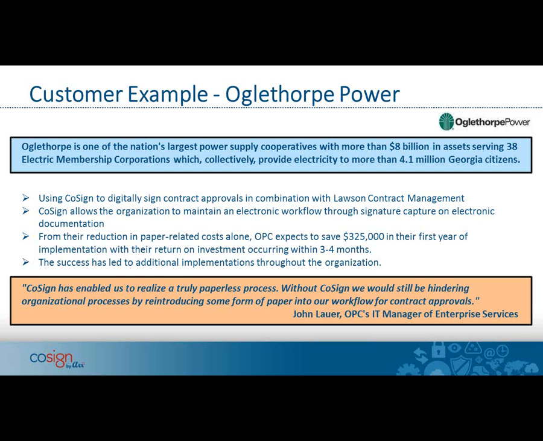And as you can see there, the comment from the customer: Cosign has enabled us to realize a truly paperless process. Without Cosign, we would still be hindering our organizational processes by reintroducing some form of paper into the workflow for contract approvals. So again, this is an example of just one of our customers who has had a very specific use case for Cosign and is realizing the benefits by implementing it into the system.